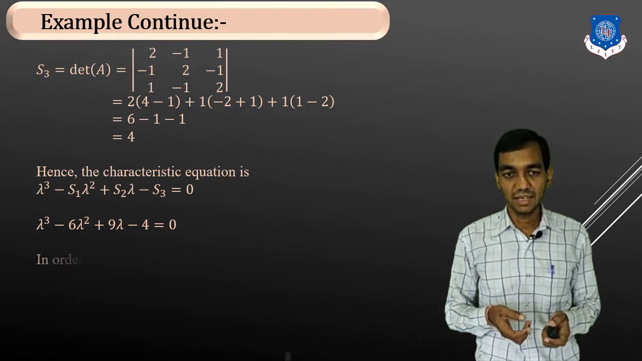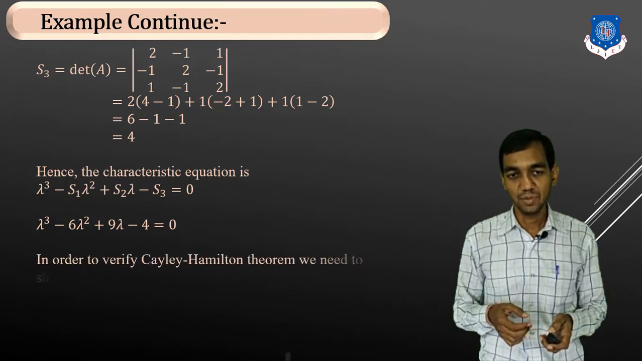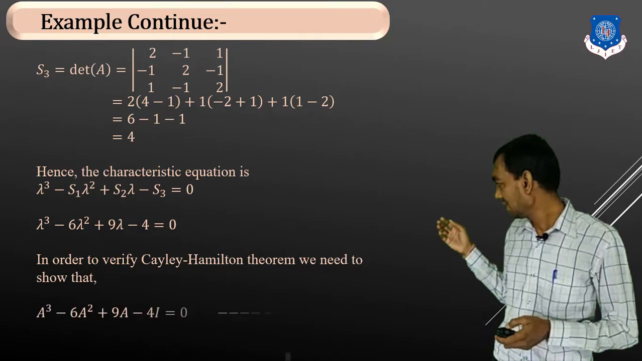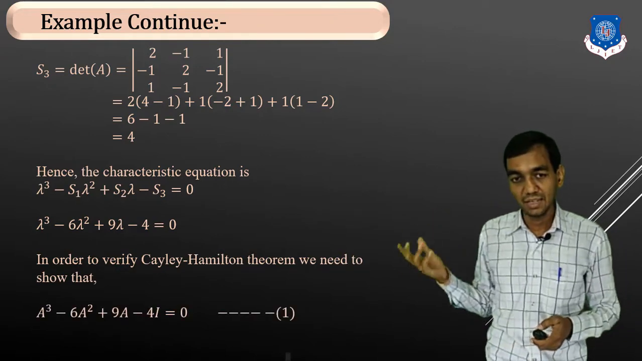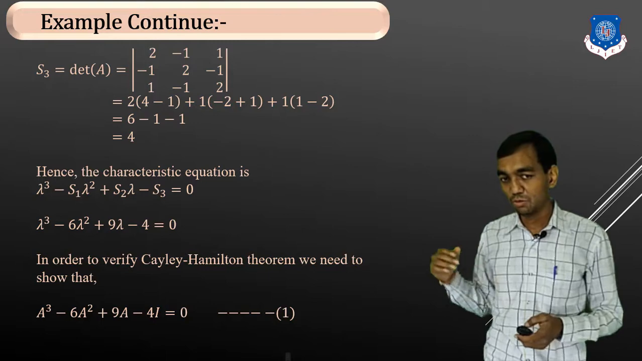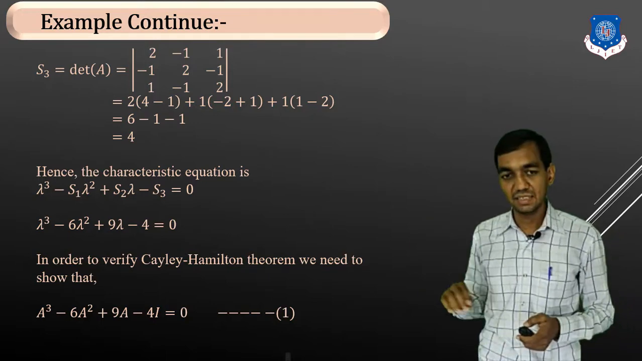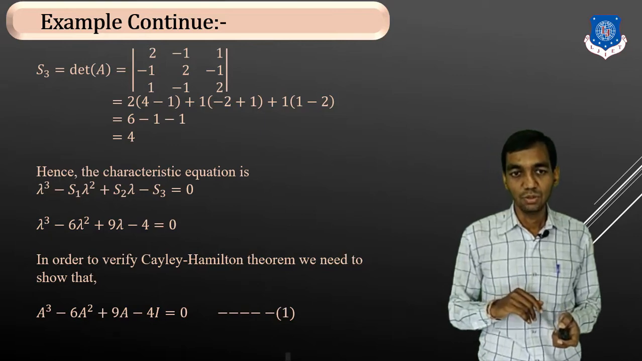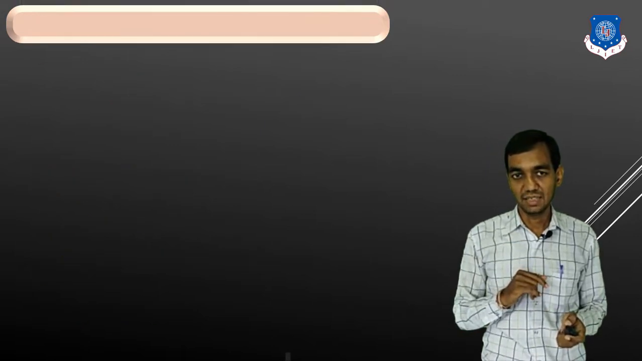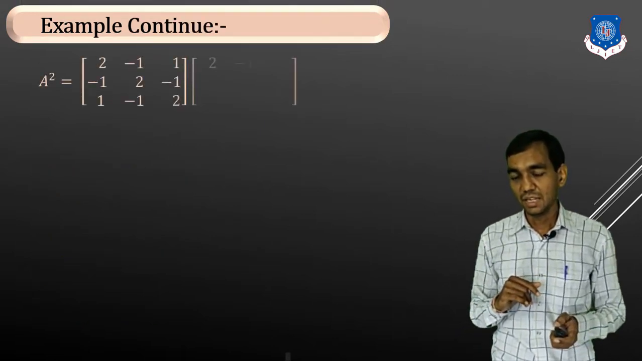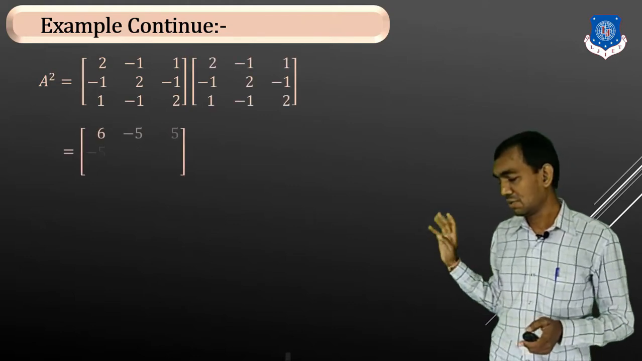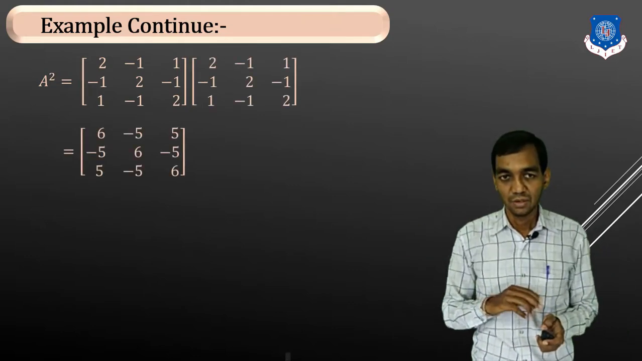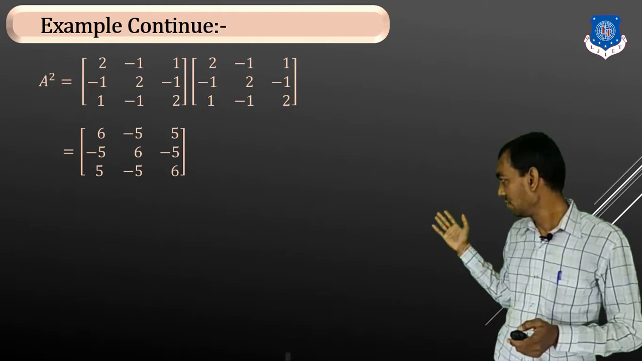Now to verify the Cayley-Hamilton theorem, in the characteristic equation we have to replace lambda by A. So that means we have to show that A^3 - 6A^2 + 9A - 4I = 0. So we are starting with the left hand side. So we are starting with A^3 - 6A^2 + 9A - 4I. For that first you have to find out the value of A^2.